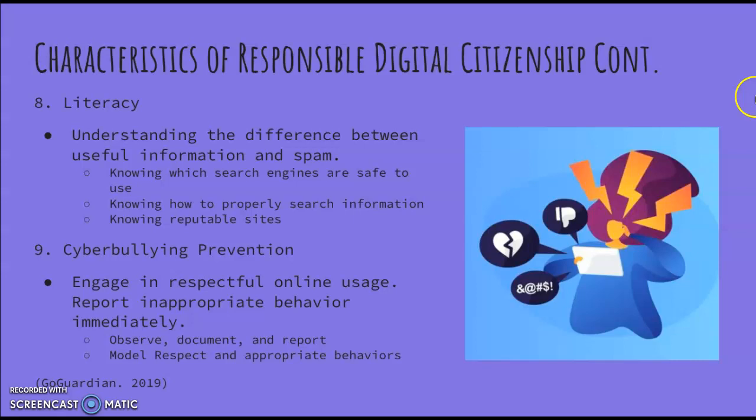Step or characteristic number 9 is cyberbullying prevention. Engage in respectful online usage, reporting inappropriate behavior immediately. And when we do this, we need to observe, document, and report. And as a teacher, as an administrator, as an adult, it is important that we model respectful and appropriate behaviors. If a student sends an email or sends a message to another kid that's inappropriate, talking to the kids about, is this kind? Can you see how this is considered cyberbullying?